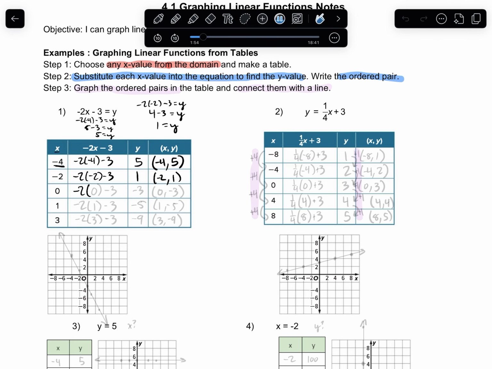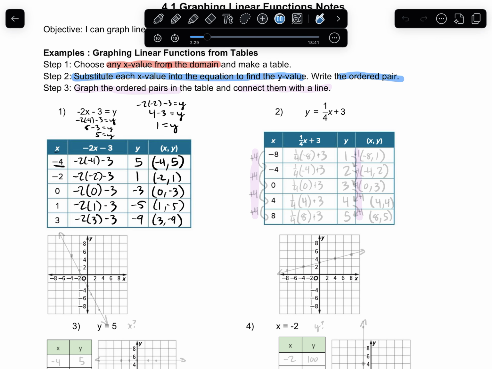So for 0, we're replacing x with 0. So -2 times 0 minus 3. That should just give us -3, so 0, -3. And then I can continue on. I can just fill out the rest. So that would be -5, so 1, -5. And then -2 times 3 minus 3. So -6 minus 3 is -9, so 3 and -9.